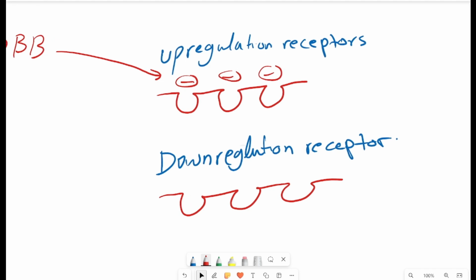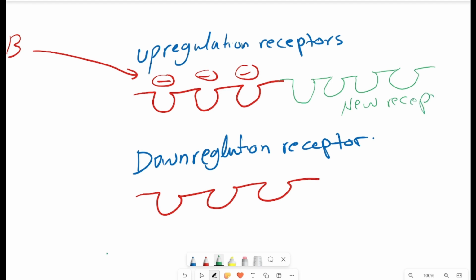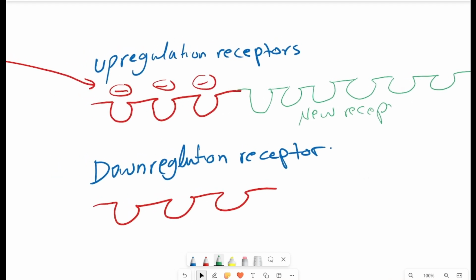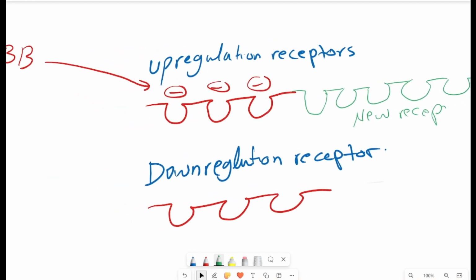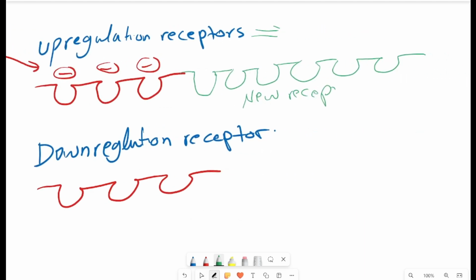If you prescribe something to block the receptor, such as a beta blocker, our body will try to upregulate the receptor. What does that mean? Our body will try to build, synthesize, or generate new receptors. All these are new receptors, and they will be waiting to be activated. In this case we have beta receptors. When you block the receptor, our body tries to increase the number of receptors. So the result will be an increased number of receptors.